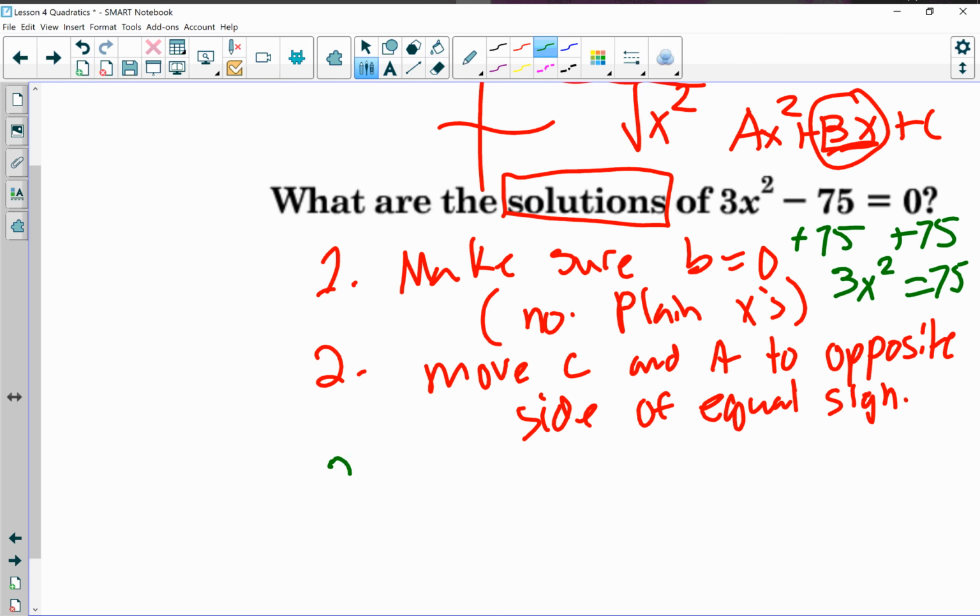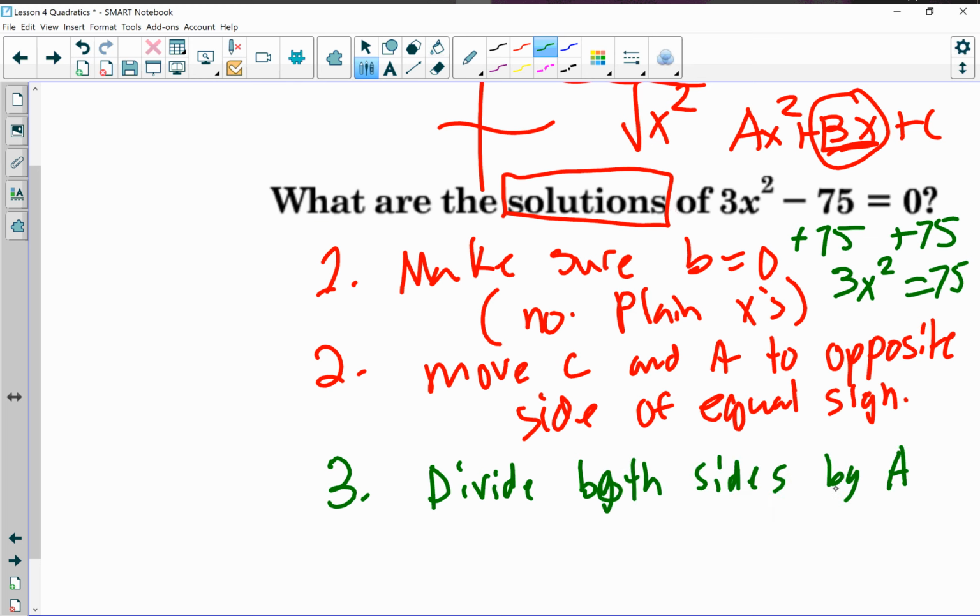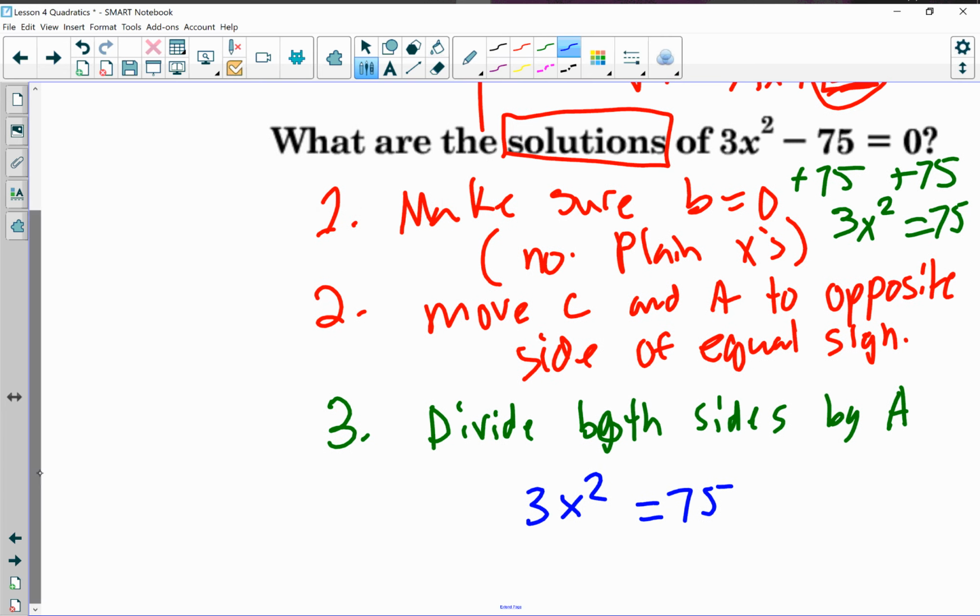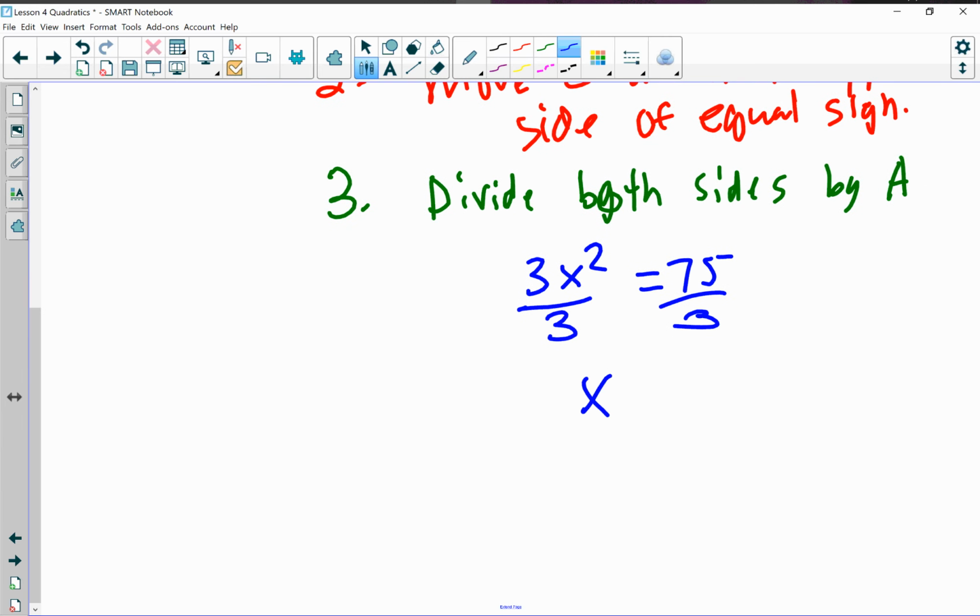And then 3, I'm going to divide both sides by a. So I do that. I have 3x squared equals 75. I divide both sides by 3 because that's my a, and I get x squared equals 25. Then the fourth step is to take the square root of both sides.